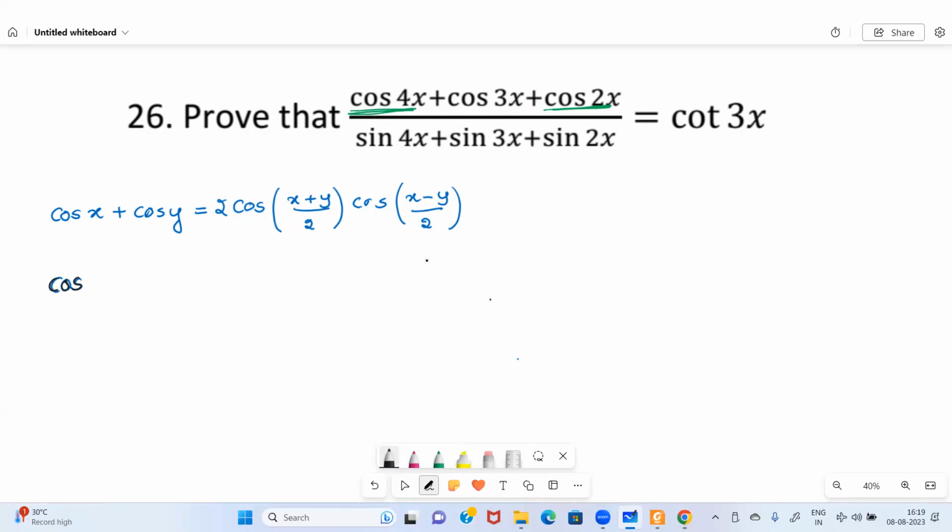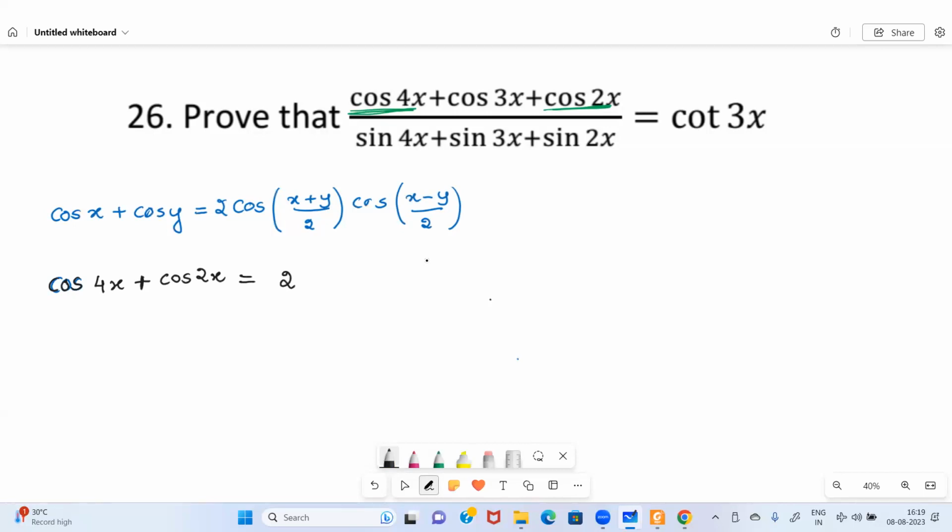We are adding cos 4x and the last term, which is cos 2x. Why did I choose the first and the third term? Because they both are even, the angles are even. Therefore, when I divide by 2, I'm going to get an integral number. Otherwise, it will become fraction, right?